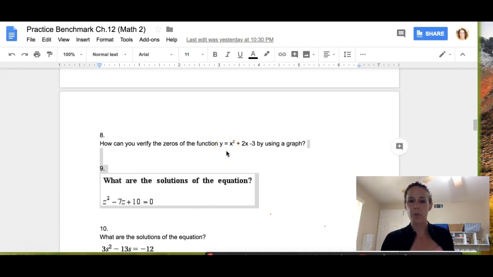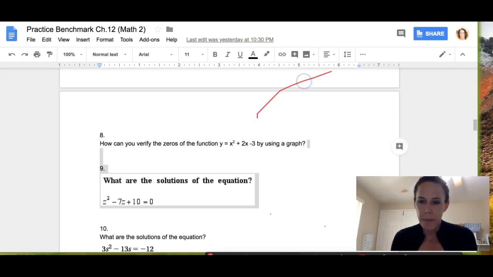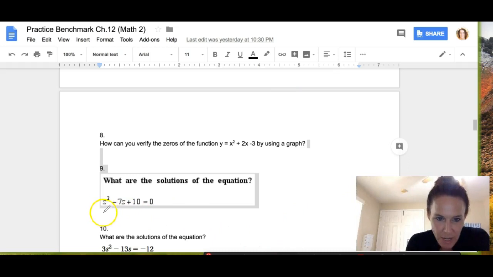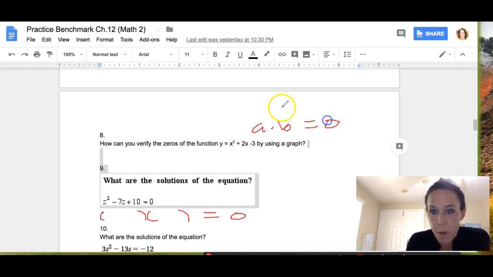Okay, number 9 asks, what are the solutions of this equation? Now, looking at this equation, we know we have graphing, and we've also solved by factoring. I'm going to guess that this one is a factor. Let's see if we can factor this guy. Factoring uses the zero product property, which means if A times B equals 0, then either A was 0 or B was 0. When we factor, we do something times something else equals 0. So either that is 0 or that is 0, and that's our zero product property.